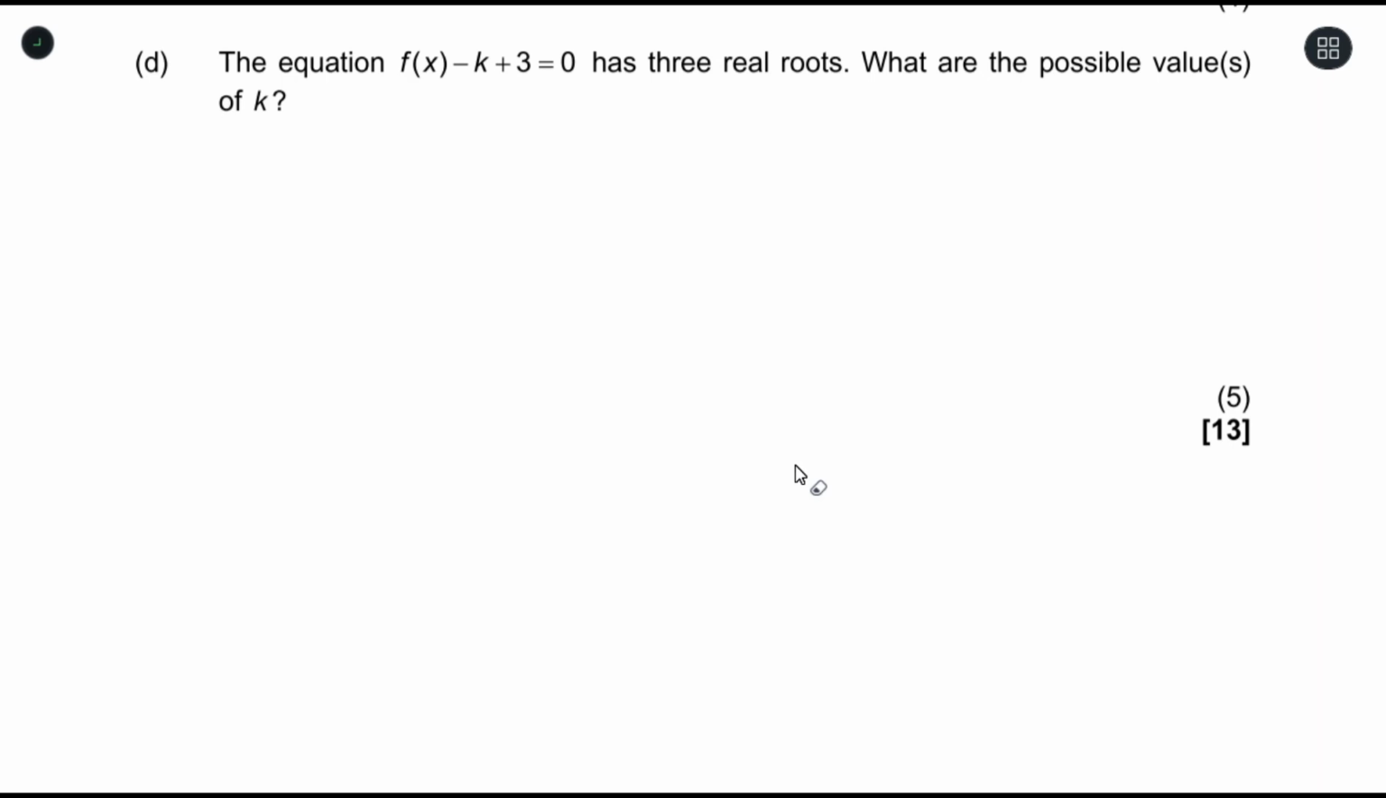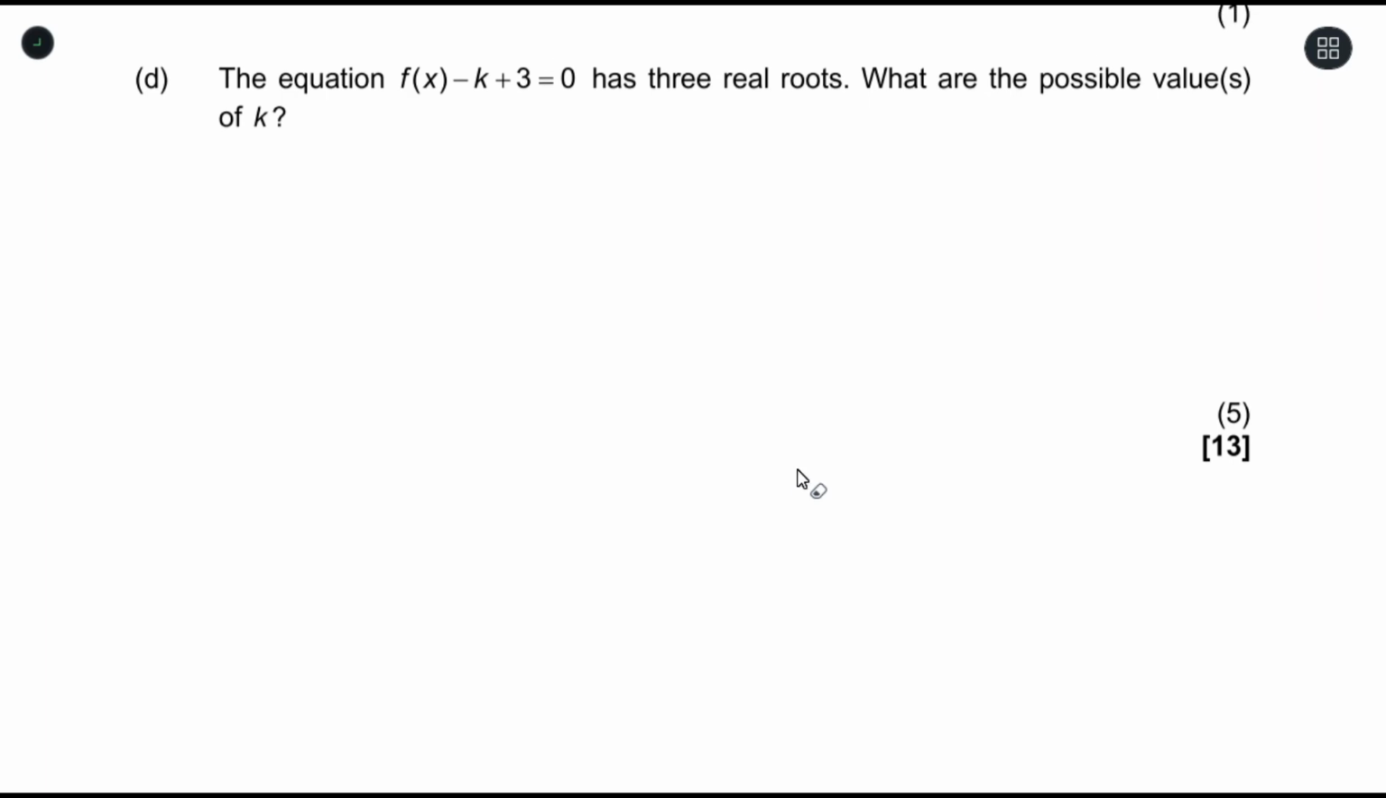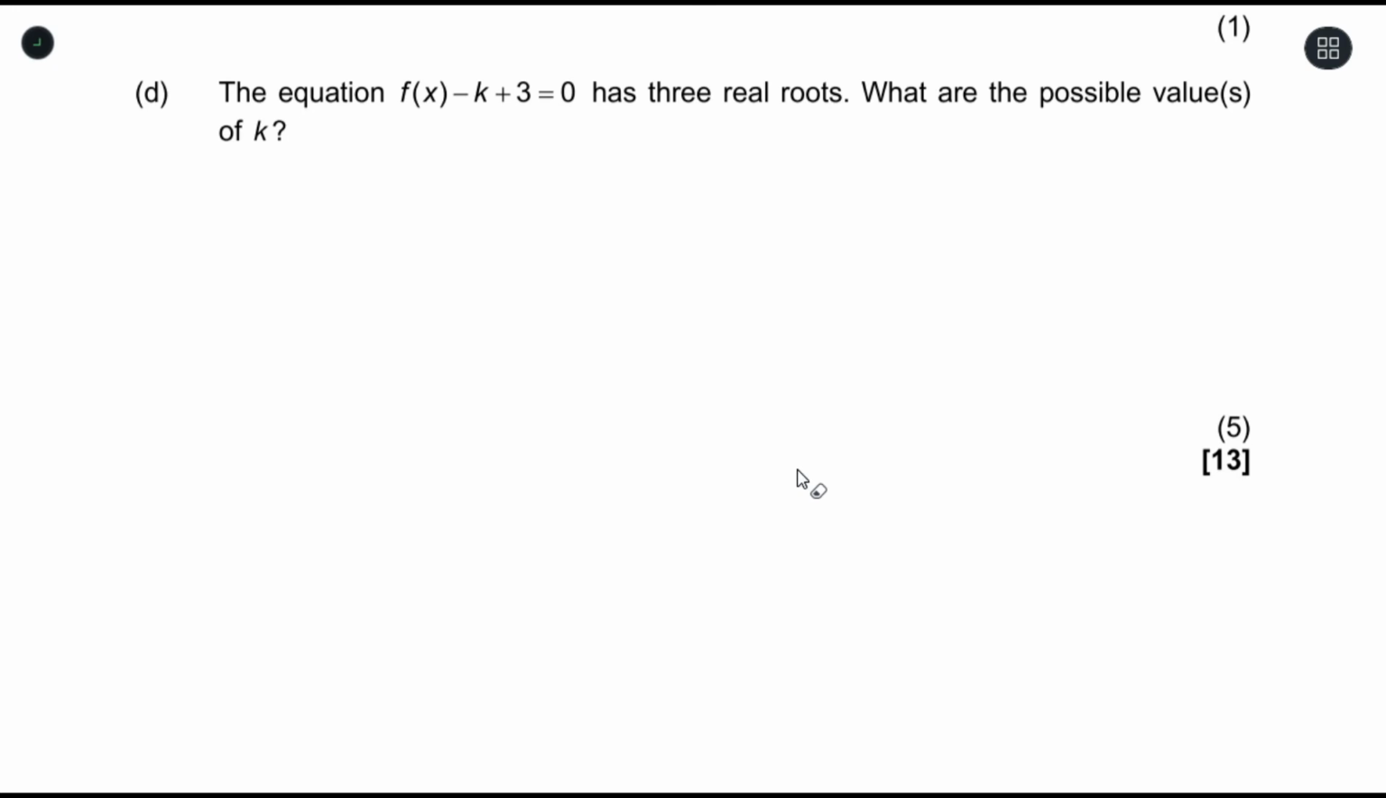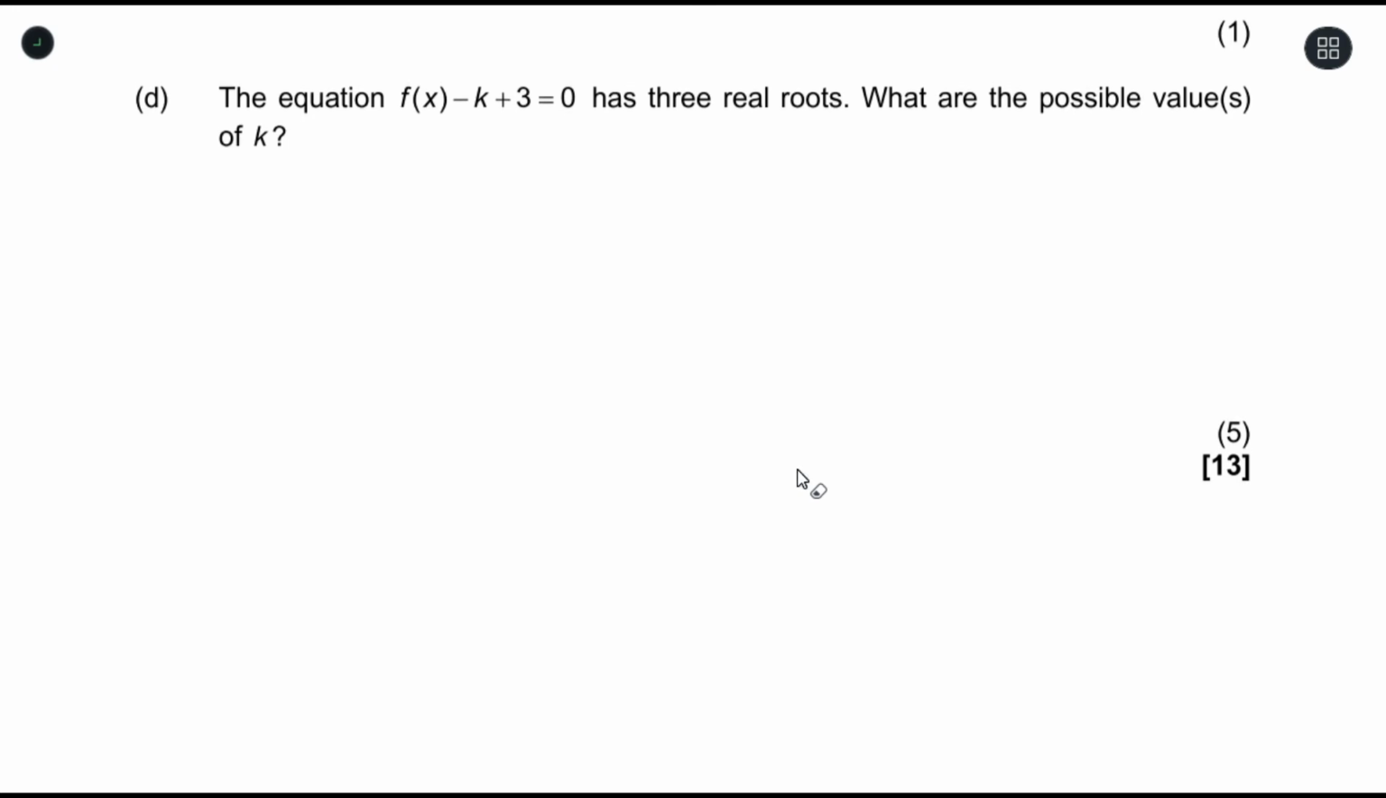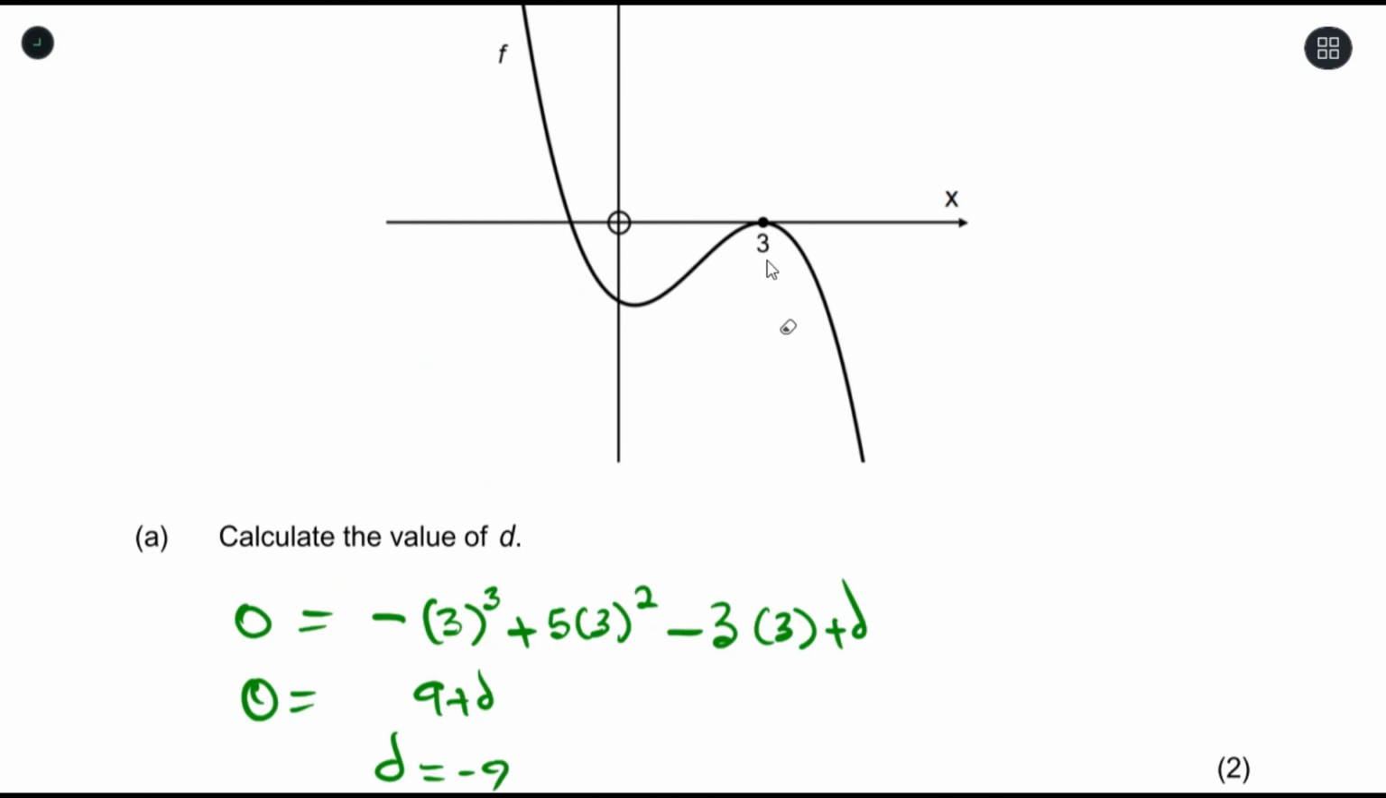What are the possible values for k? Now, before we get to this particular question, we need a couple of things. We need to find out what the turning point is. I will get into the question, but I need to figure out what my turning point is. From here already, we see that one of the turning points is (3, 0), but we do not know what the other turning point is, and it is very important in finding our answers.